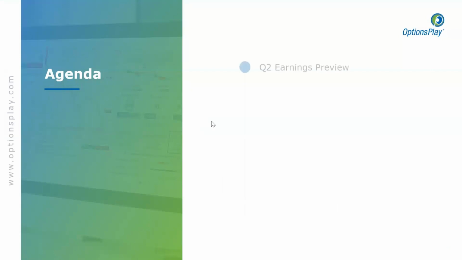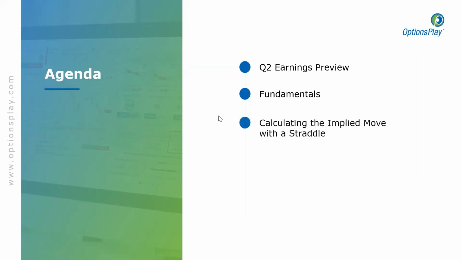So our agenda for today, we're going to do a quick Q2 earnings review, I should say. That should not be preview, that should be review. We're in Q3 earnings right now, but the first step when it comes to trading earnings is to understand what happened in the previous earnings cycle. From there, we'll take a look at the fundamentals we tend to look at when it comes to earnings. We'll also take a look at calculating the implied move using a straddle for earnings.